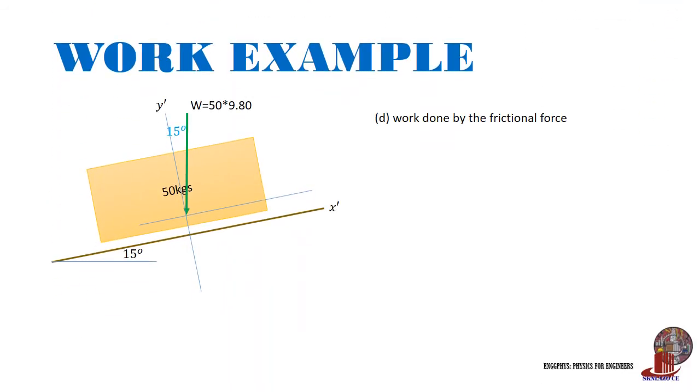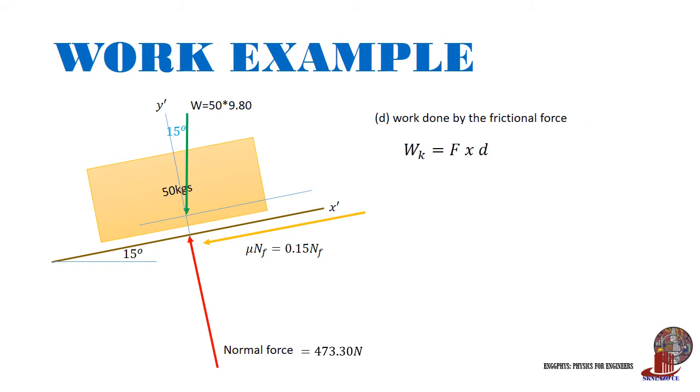Letter D is the work done by the frictional force. The formula for frictional force depends on the normal force, which we have solved earlier. So frictional force is mu times normal force, which is 0.15 multiplied by 473.3 newtons. The frictional force is acting parallel to the surface, so we would simply multiply it with a distance of 12 meters from our work equation to arrive at 0.15 times 473.3 multiplied by the distance of 12 meters, coming up as 851.94 joules.